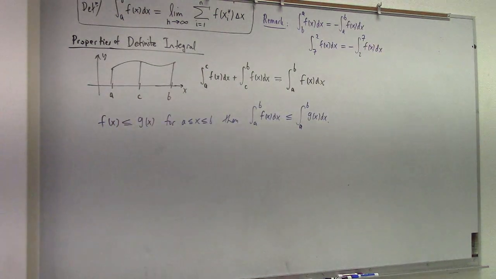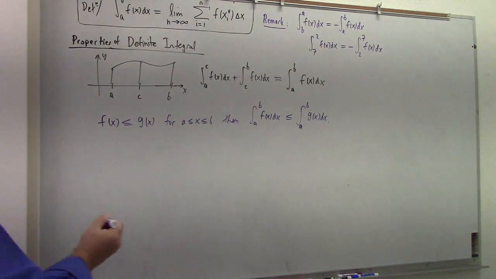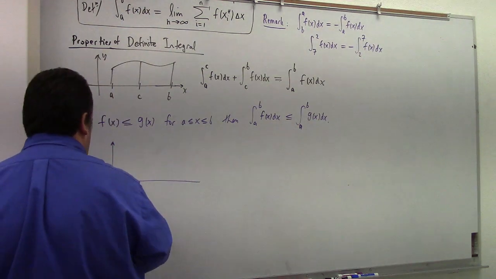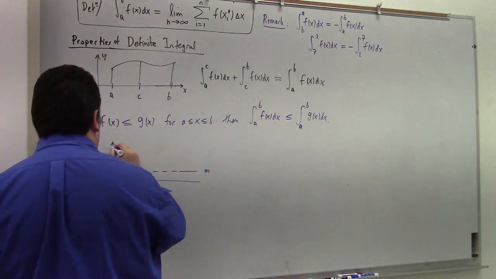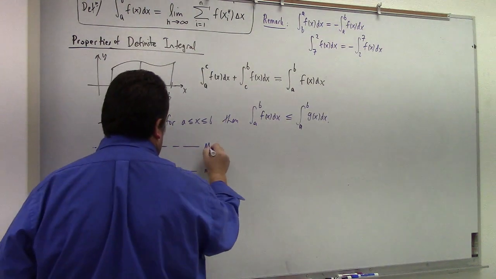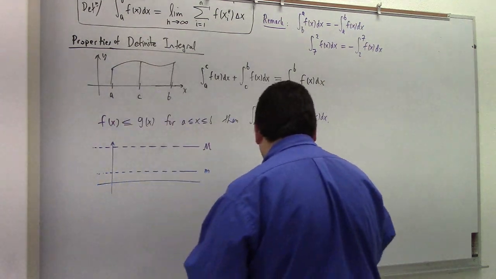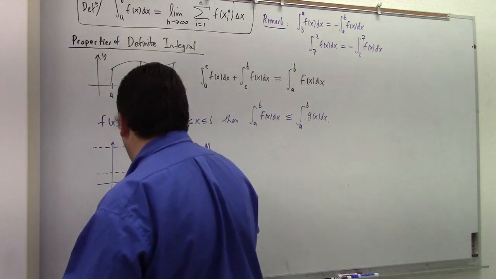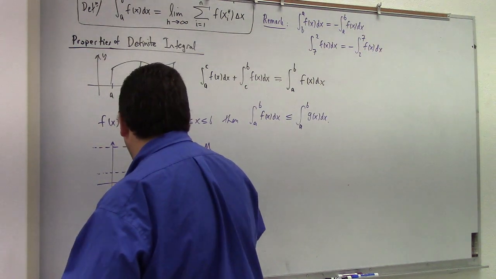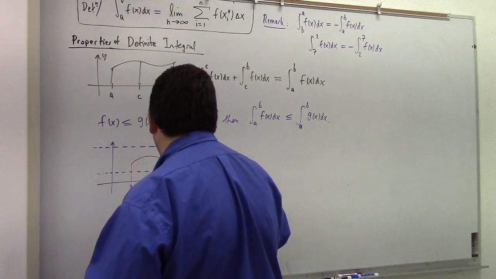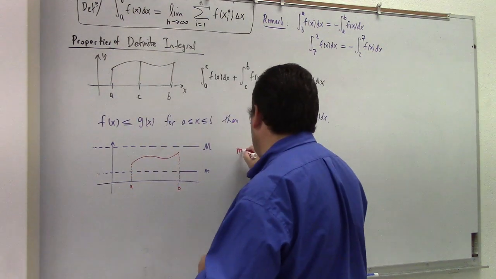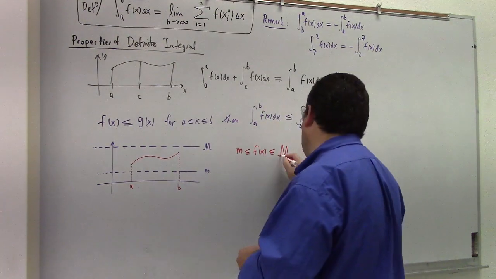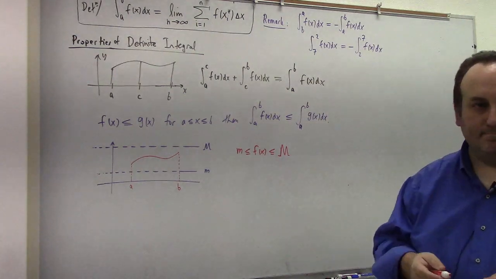What are other properties of the definite integral? How about this? Suppose the graph of a function is stuck between little m and big M, from a to b. So we have little m less than or equal to f of x less than or equal to big M. Bounded above by big M, bounded below by little m.